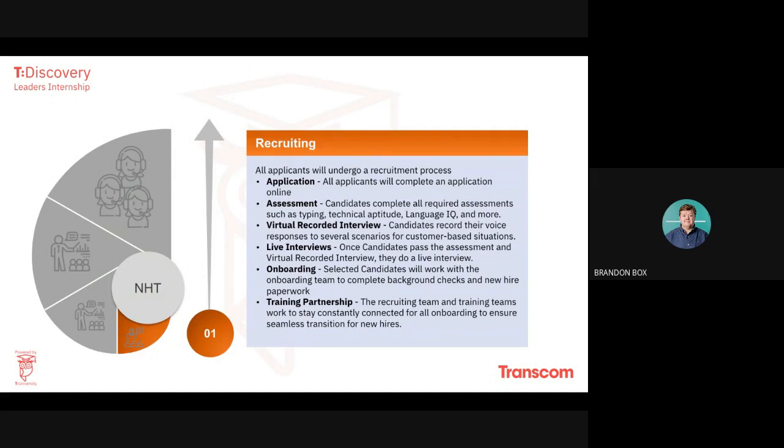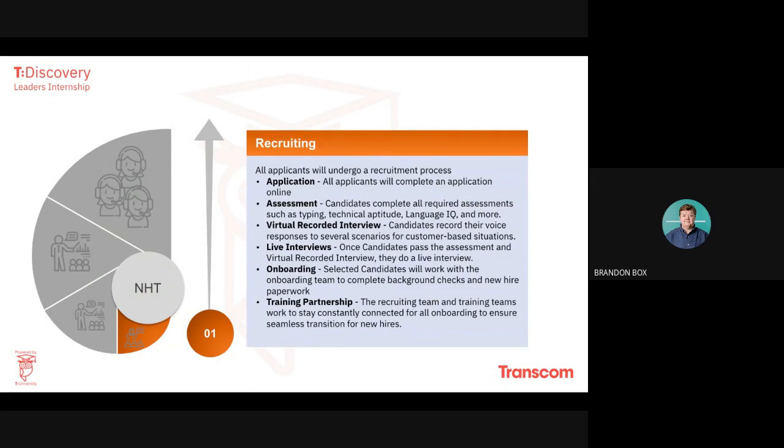Then from there, they will actually do a virtual recorded interview. So in this, the candidates record their voice responses to several scenarios for customer-based situations. If they pass the assessment and the virtual recorded interview, they will then be eligible to move into the live interview. So this is essentially a standard old school interview with one of our Transcom recruiters. Once they pass the interview, they will then move into onboarding.